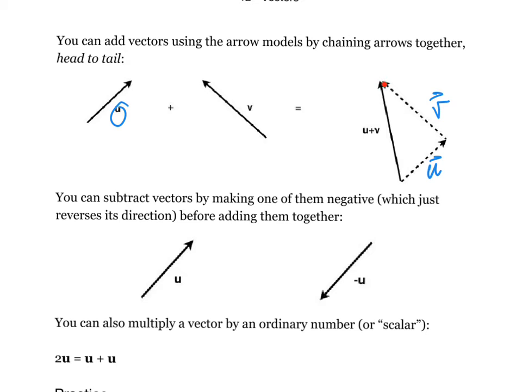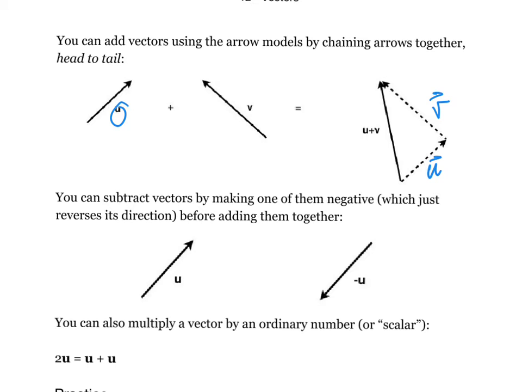Where do we end up? We ended up here. So that's equivalent to a path that starts here and goes directly to that endpoint. And the vector that does that, that starts here and goes to the end of where those two paths ended, that's a vector that represents the sum of u and v.